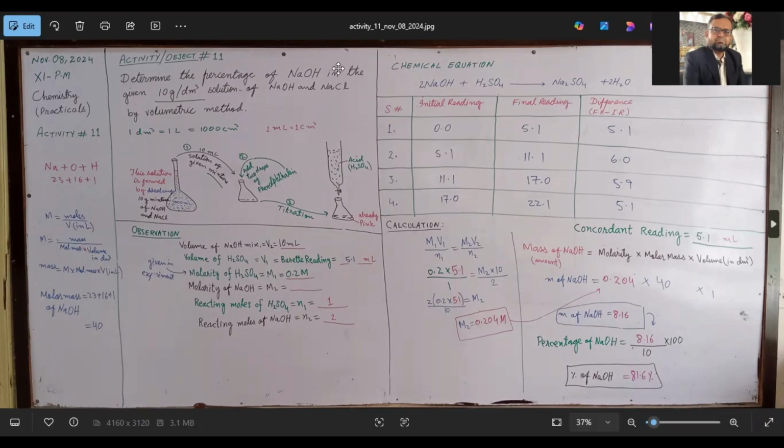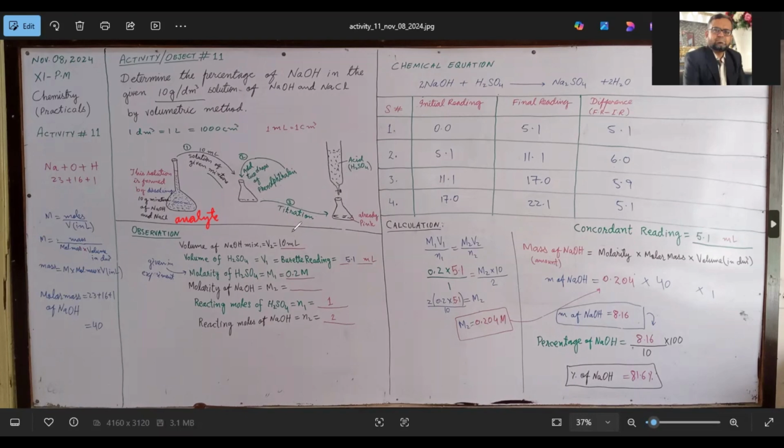So I should write the word analyte here. This is analyte. 10 ml analyte is transferred into the conical flask. And then we add 2 drops of phenolphthalein into it. So it becomes dark pink. So it is already pink. I have written here. Then we perform acid-base titration that you have seen in the video.